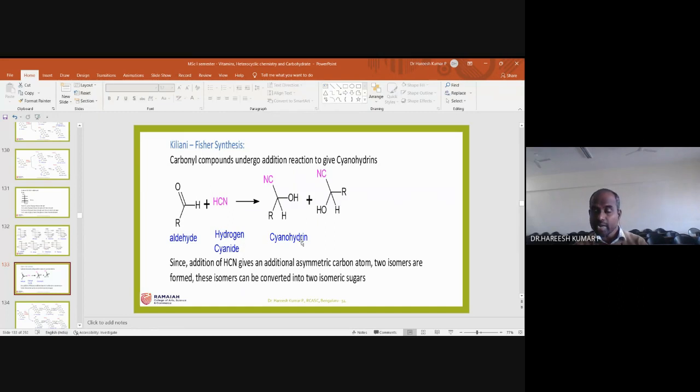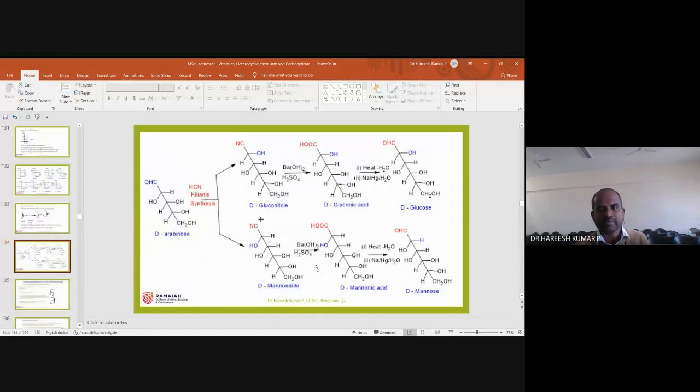But cyanohydrin formation is different. Kiliani-Fischer synthesis is different. Cyanohydrin formation is only one step of the Kiliani-Fischer synthesis. So in the next slide, I am explaining with an example what Kiliani synthesis is. So I will go to the next slide.